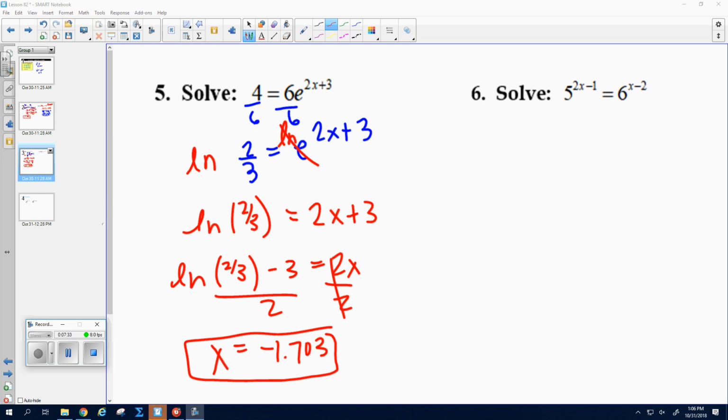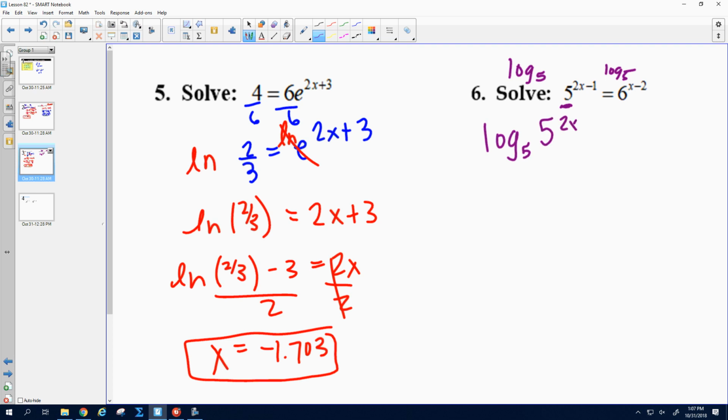5 to the 2x minus 1 equals 6 to the x minus 2. So is this in exponential or in log form to start with? Yeah, this is exponential, so we do the inverse to both sides. However, you want to pick one of them to cancel. So I'm going to log both sides, but you're either going to do log 5 or log 6. And I want you guys to, just so we're consistent, always get rid of whatever is on the left-hand side. So I'm going to do log base 5 on both sides. And I should probably actually just rewrite a whole new step here so you can see what this actually looks like.